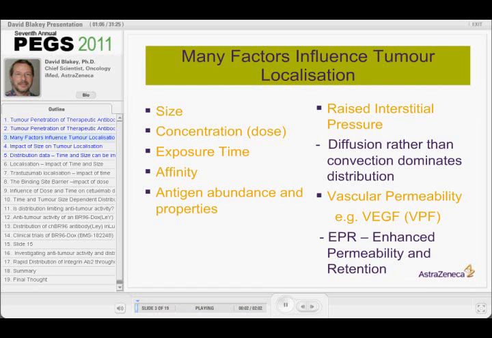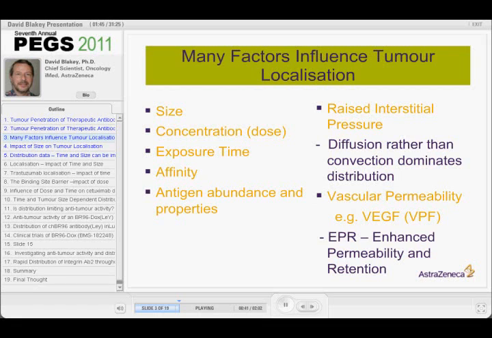So there are many factors that influence tumour localisation. We've already heard about most of these. The size of the biological molecule can impact localisation, as can the concentration, which is related to the dose, and the exposure time, which is related to the pharmacokinetics, the clearance rate of the biological. Dave has talked about the impact of affinity. I'm not going to say much about that in this presentation. Antigen properties, such as the internalization and catabolism that Dave talked about, can also impact localization. I'll touch a bit on this in one or two of my slides.